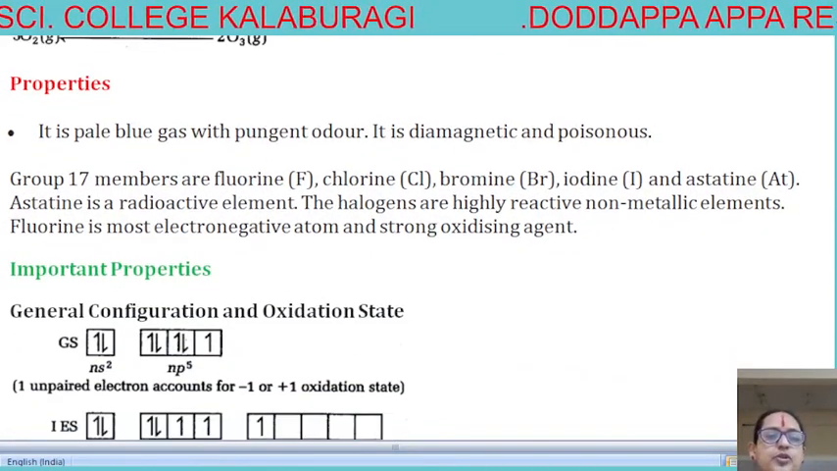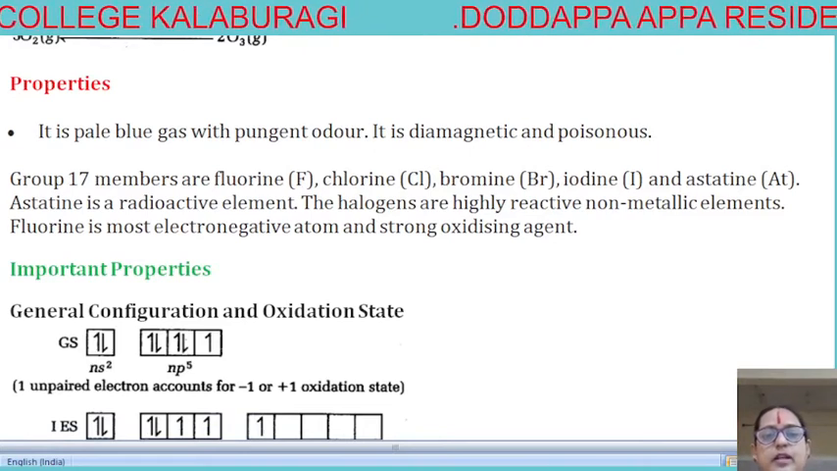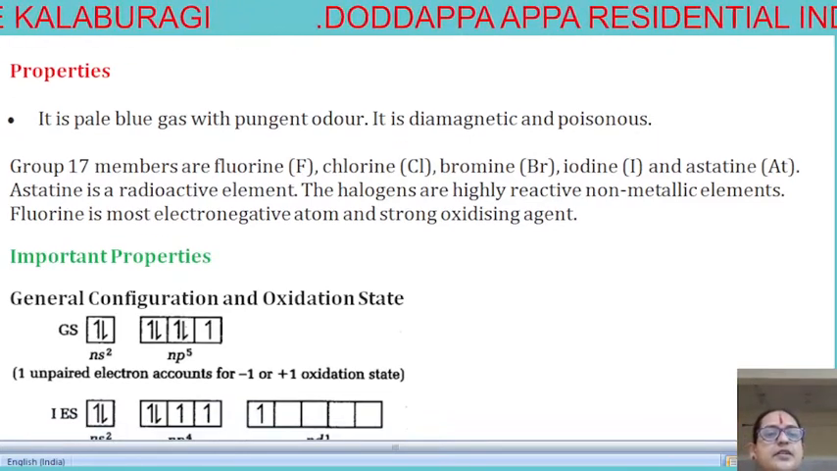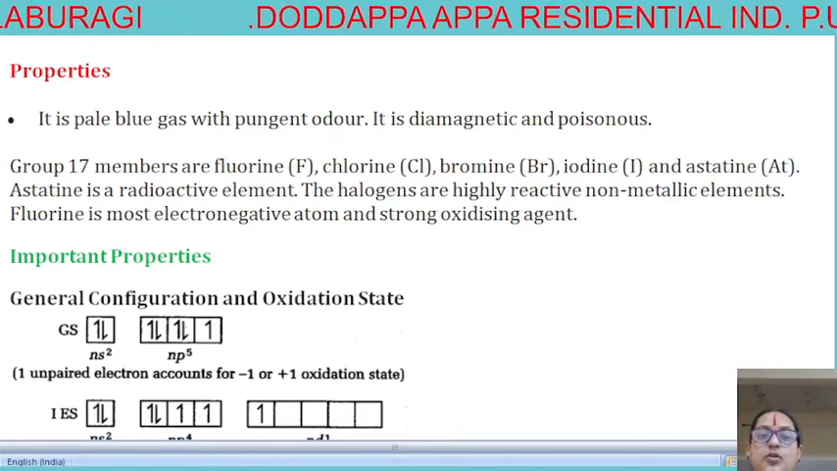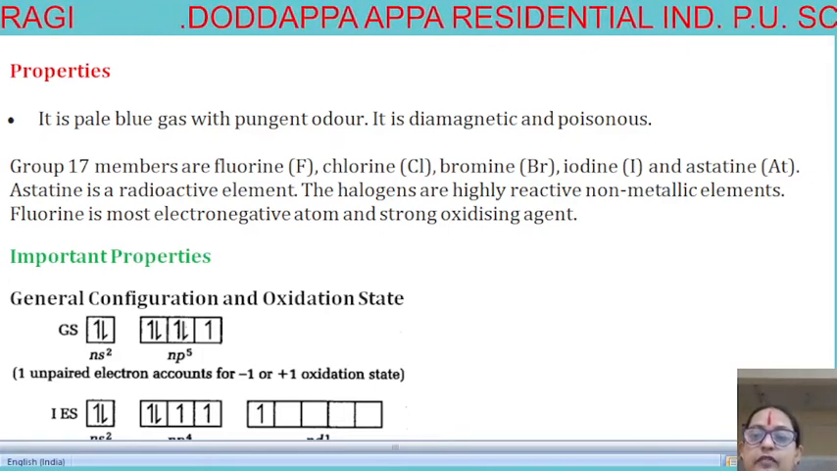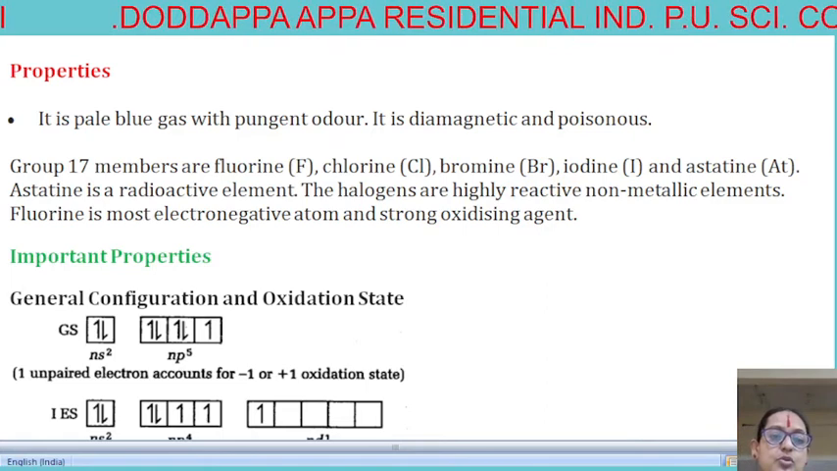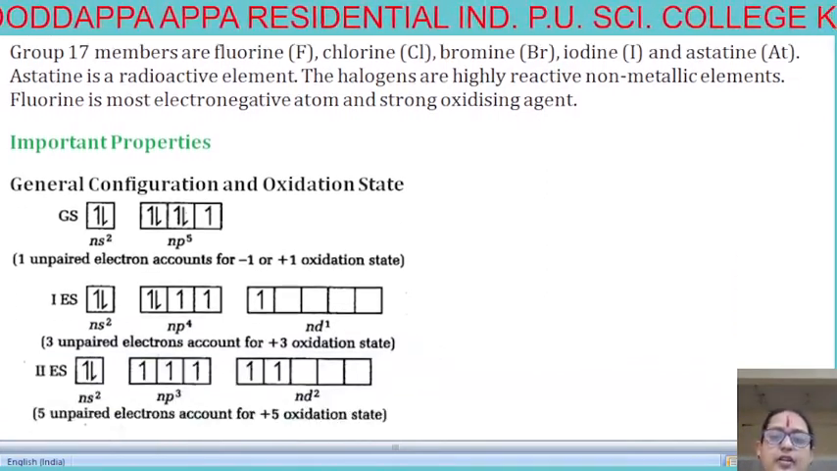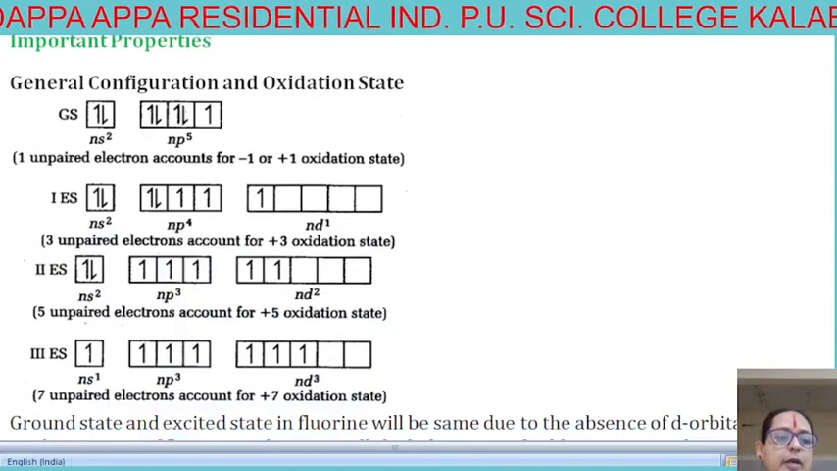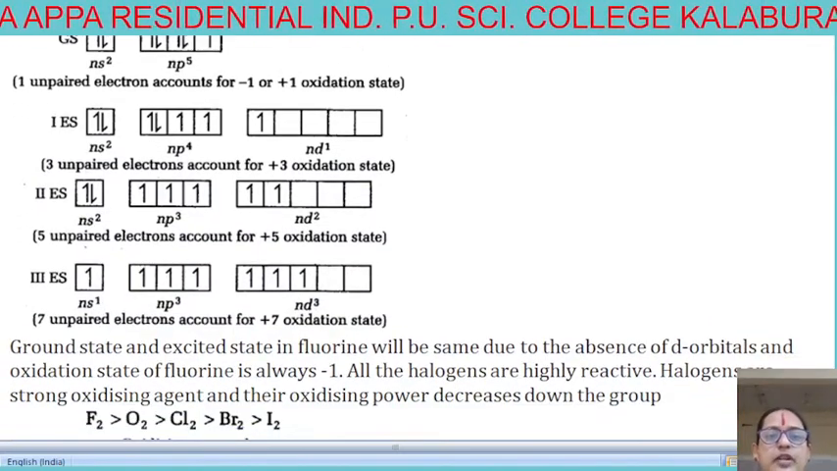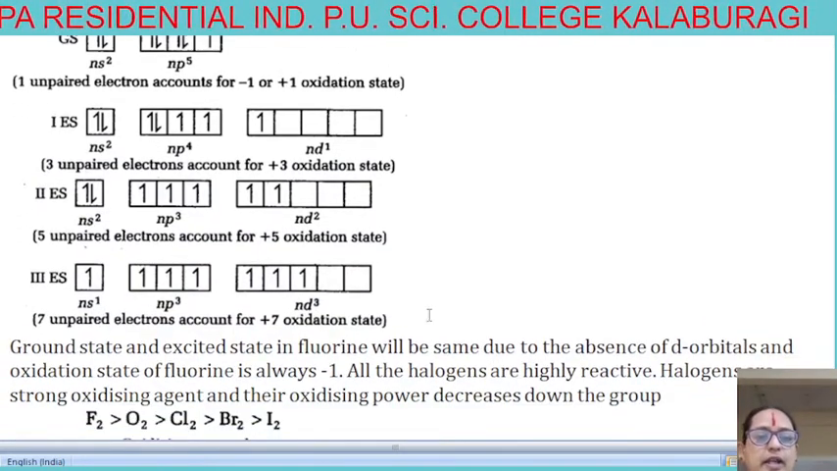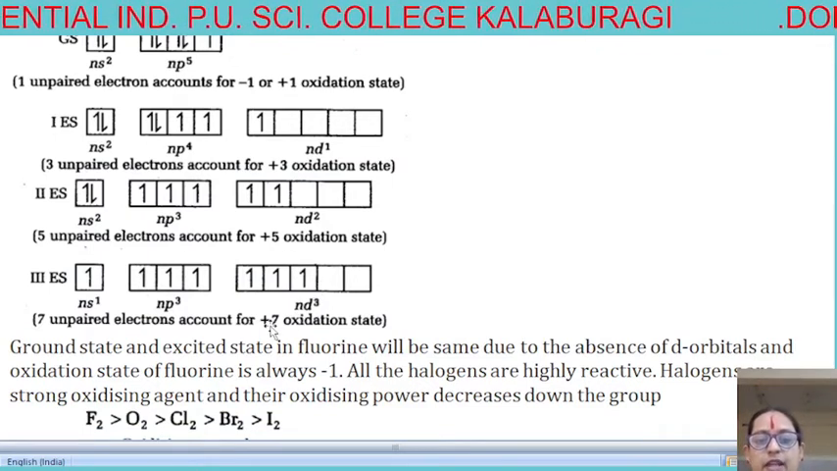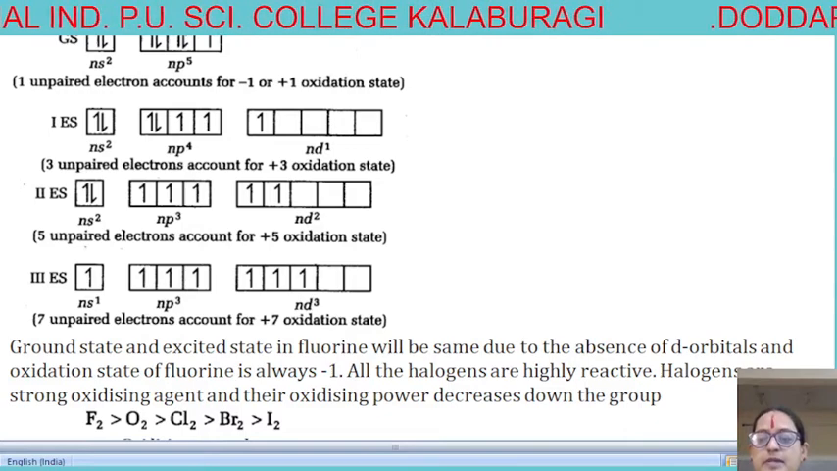After group 16, we should study group 17 now. The elements are fluorine, chlorine, bromine, iodine, and astatine. Astatine is a radioactive element. The halogens are highly reactive non-metallic elements. Fluorine is the most electronegative atom and a strong oxidizing agent. Here, similar to group 16, there is availability of d orbitals as we go down the group. Due to that, the electrons get excited to higher energy levels, and because of that, they can have oxidation states up to +7.